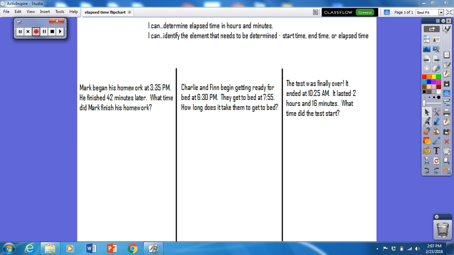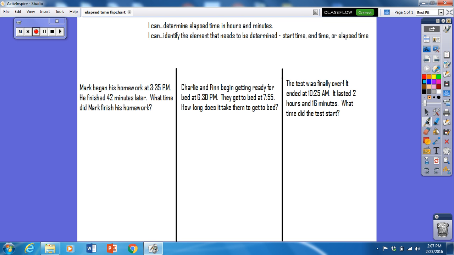Okay, boys and girls, today we're going to be working with elapsed time. Elapsed time is the difference between when something starts and when something ends, and we're going to be doing it in hours and minutes. We're going to be focusing on the element that needs to be determined. So we're either going to look at a problem and decide, do I need to find the start time? Or do I need to find the end time? Or I've got two different times, so I need to find the elapsed time, or how much time has passed in between the beginning and the end.